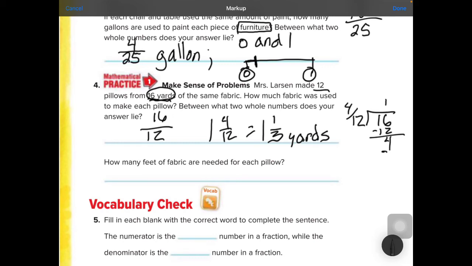And between what two whole numbers does that lie? If we were to measure that out, 0, 1, 2, it would go like this. 1 yard, and then 1/3. So it would be between a 1 and a 2.